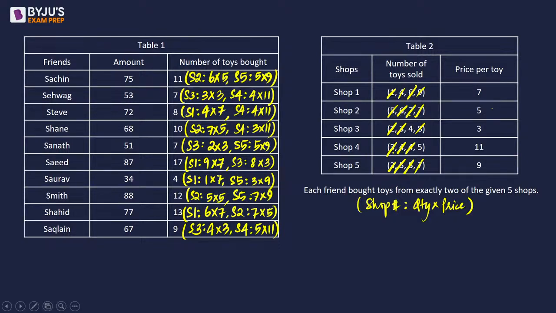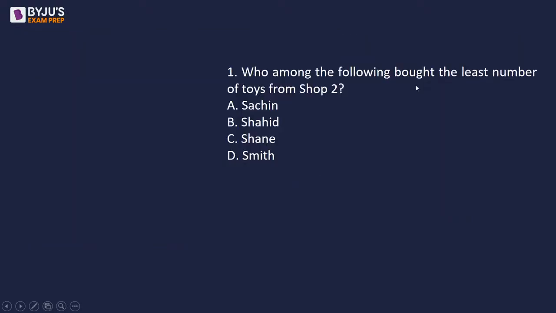So thankfully there was one and only one way to make a combination. We did not have the possibility that this could also happen and that could also happen, right? Let's look at the questions.